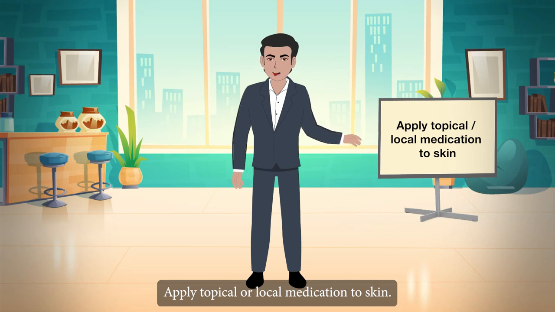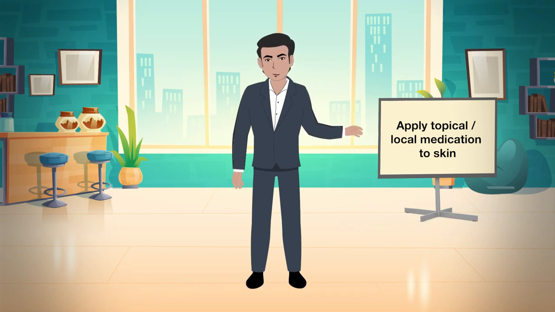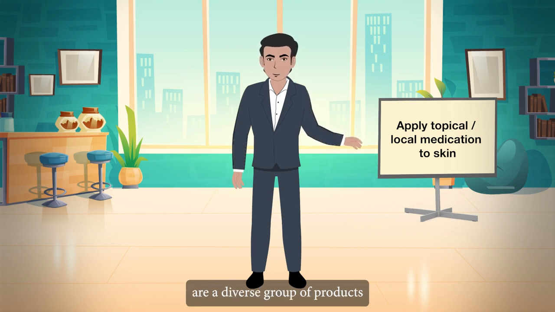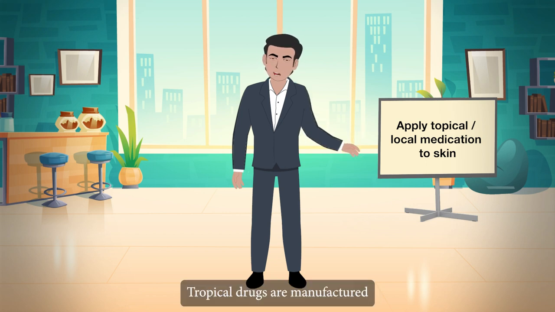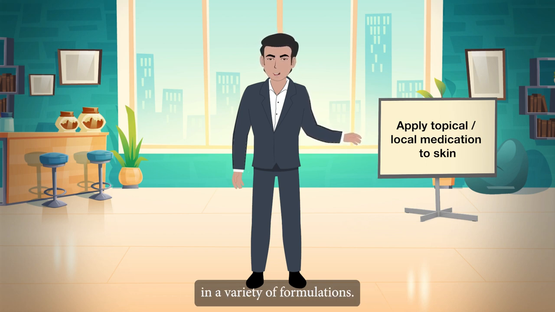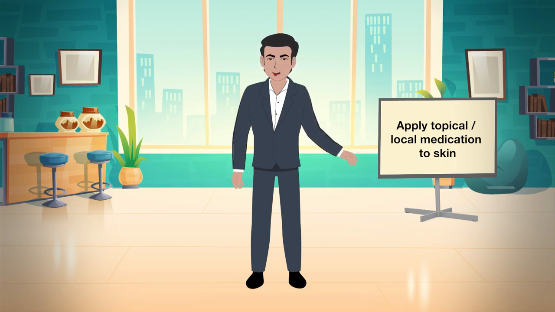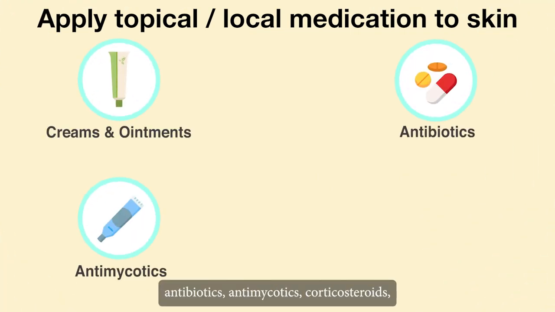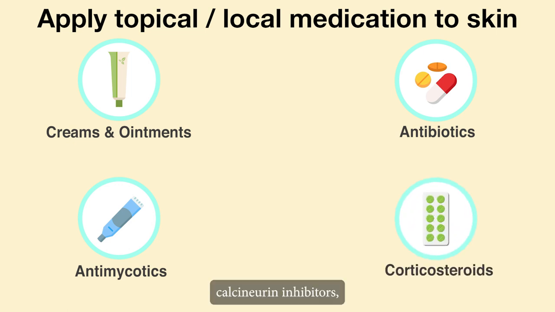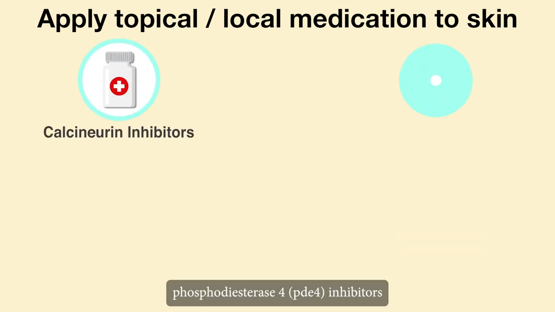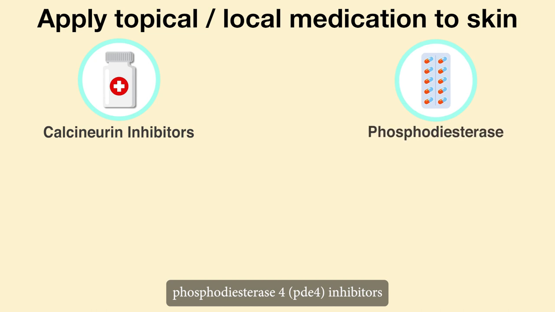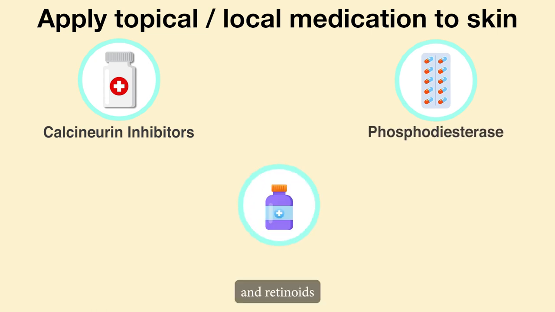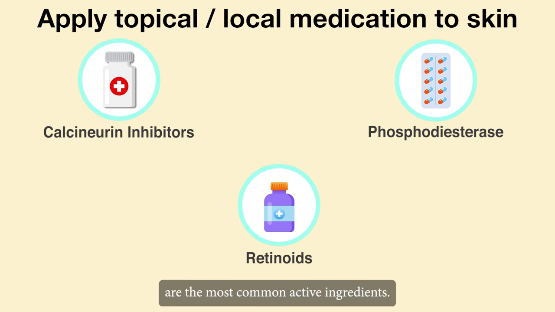Apply topical or local medication to skin. Topical or local medications are a diverse group of products that are applied directly to the skin to treat a variety of skin diseases. Topical drugs are manufactured in a variety of formulations, the most common of which are creams and ointments. Antibiotics, antimycotics, corticosteroids, calcineurin inhibitors, phosphodiesterase 4 (PDE4) inhibitors, and retinoids are the most common active ingredients.